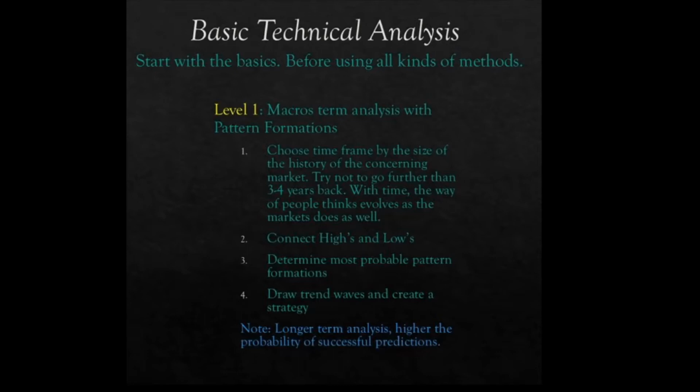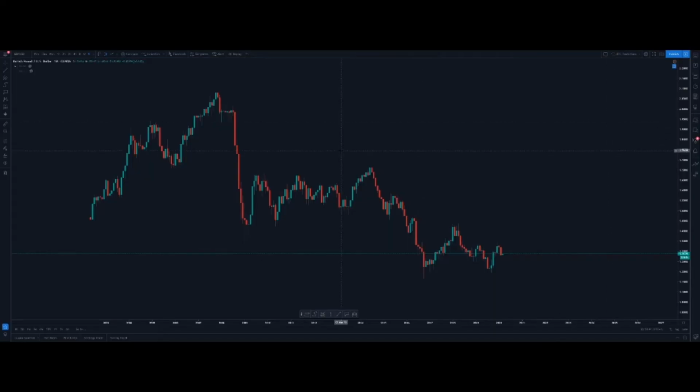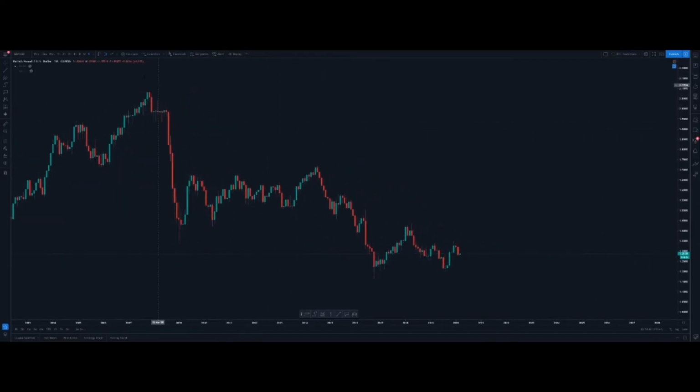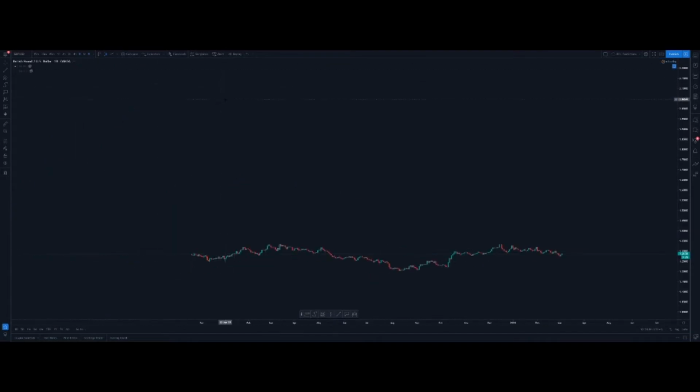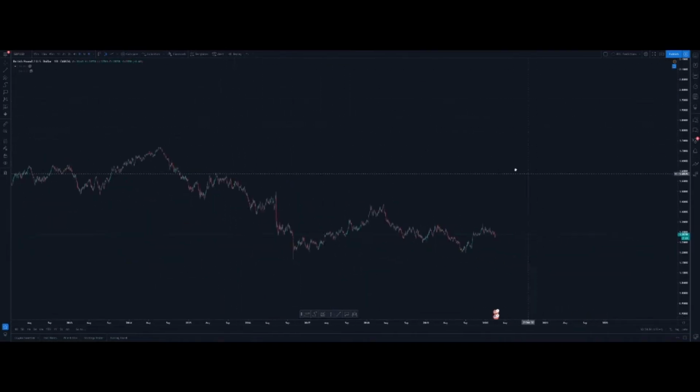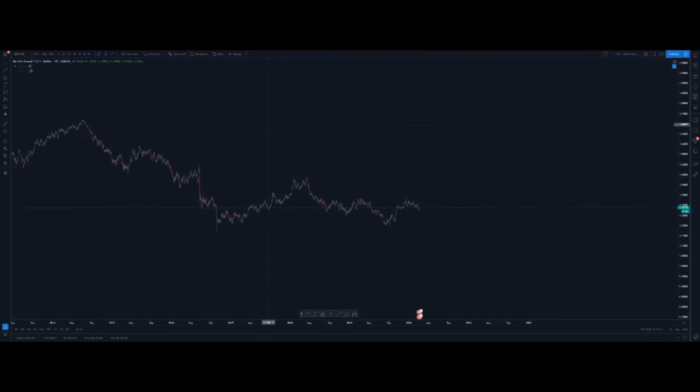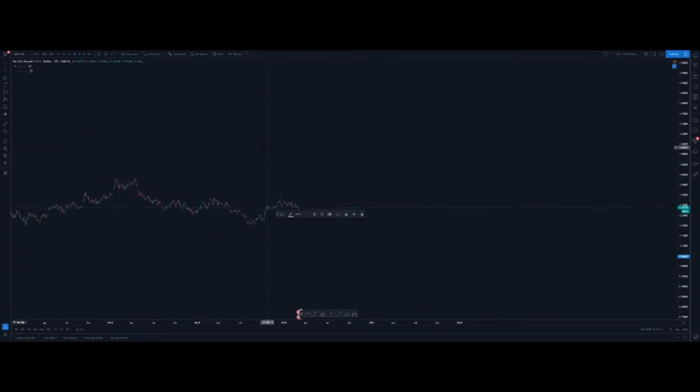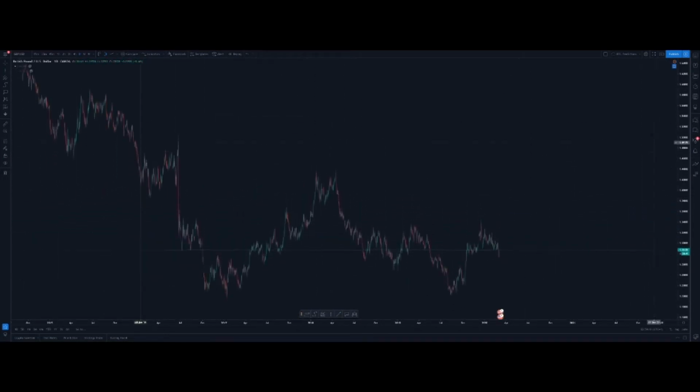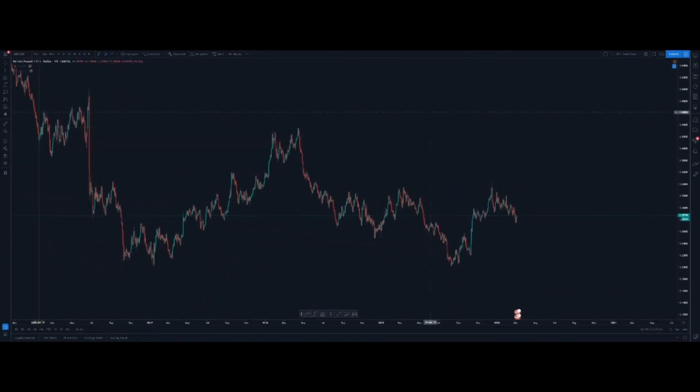So let's start connecting the highs and the lows. I'm going for the daily, since I only want to look back 3 to 4 years. It's approximately around 2016. Right, just put a marker on it. Okay, now we're gonna connect the highs and the lows.